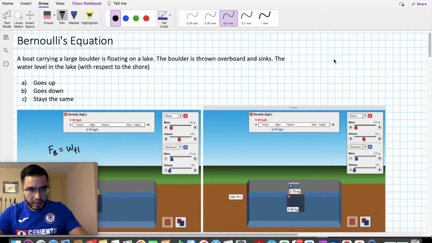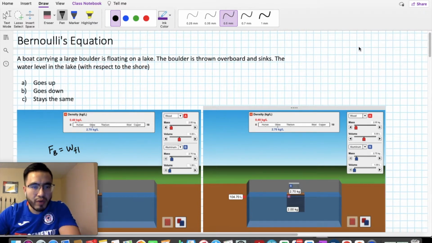All right. And it said, a boat carrying a large boulder is floating on a lake. The boulder is thrown overboard and sinks. The water level in the lake, with respect to the shore, A goes up, B goes down, C stays the same.